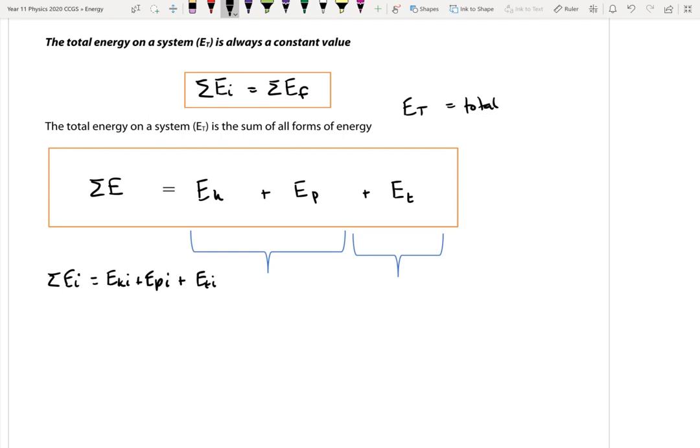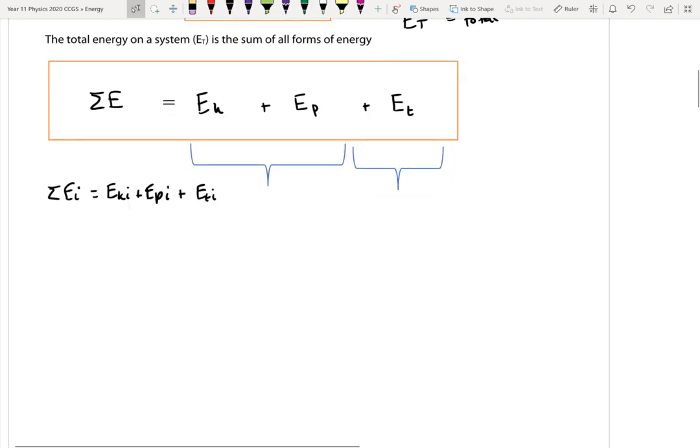Yes? In terms of like thermal energy, isn't that the same as kinetic energy? No, not at all. I'm going to show you in a moment. Thermal energy is the kinetic energy of all the particles, but it's the disordered kinetic energy.